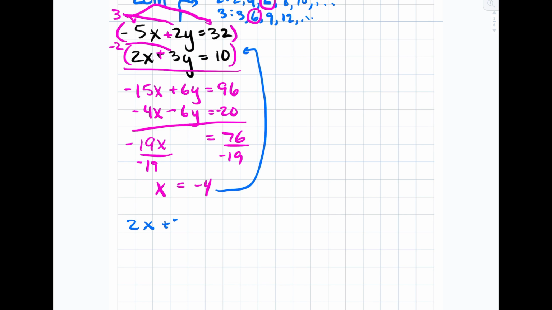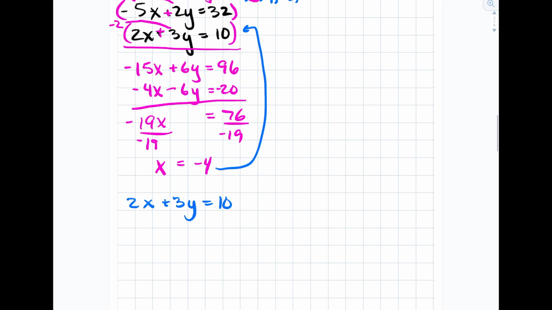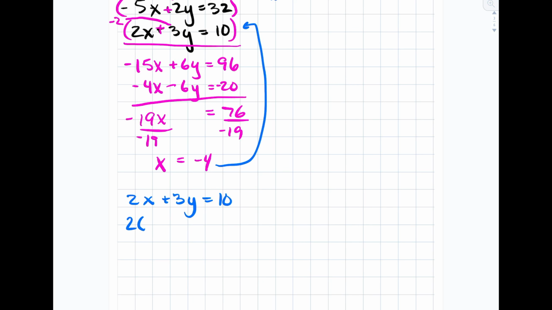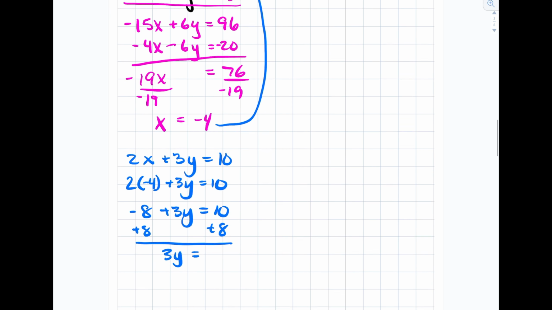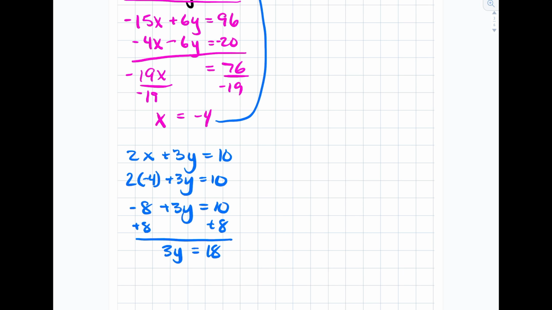And I'm only choosing that because I personally think this is the easier one to plug it into. You can plug it into either one. So 2 times negative 4 plus 3y is equal to 10. That's going to be negative 8 plus 3y is equal to 10. Add 8 to both sides. 3y is equal to 10 plus 8 makes 18. Divide by 3. And y is equal to 18 divided by 3, which is 6.